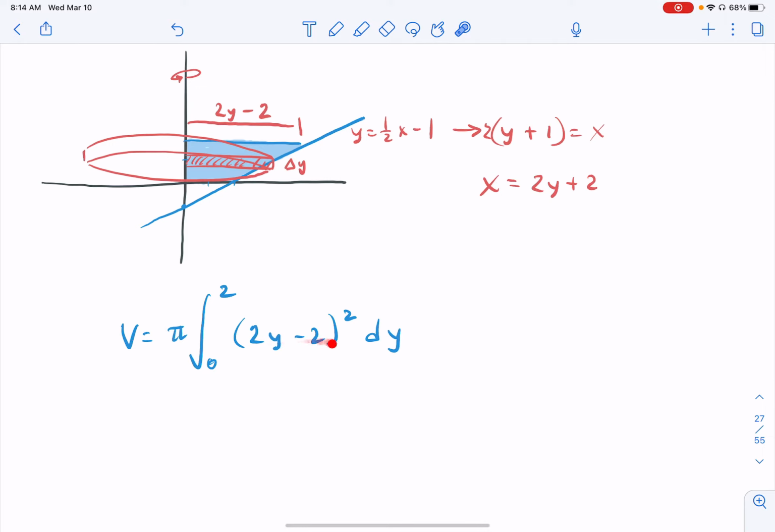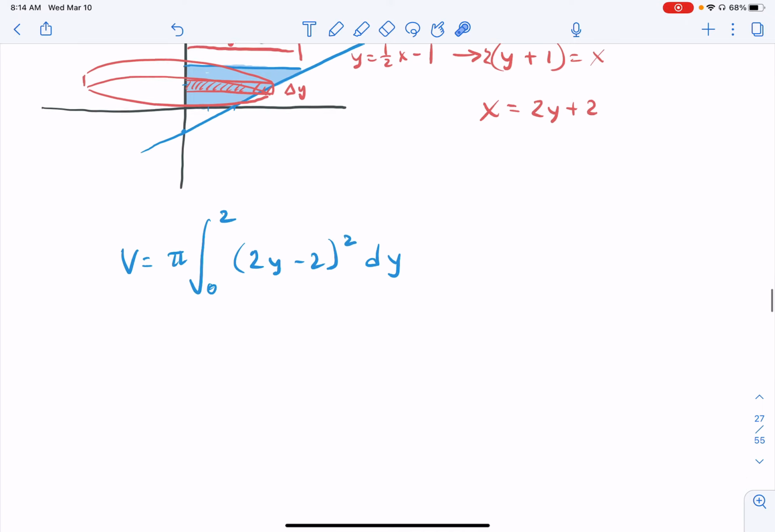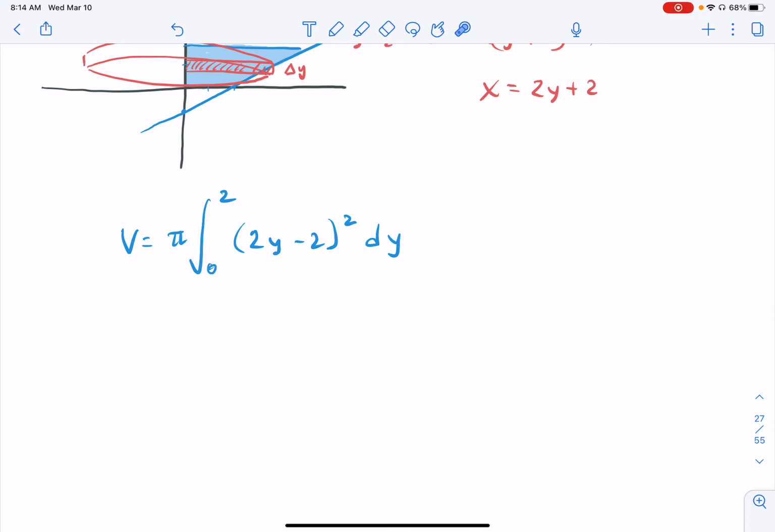So you don't want to use u substitution on this one because you don't have, let's see, well, could you? Let's see, 2y minus 2, 2 is a function. You could actually, or we could square this thing out. Let's just go ahead and square this thing out, shall we? Yeah, we shall. From 0 to 2, I would have a 4y squared minus 8y and then plus 4, I believe, dy.